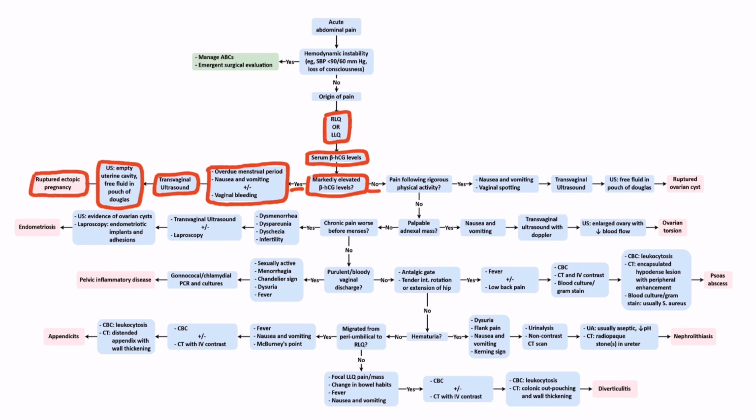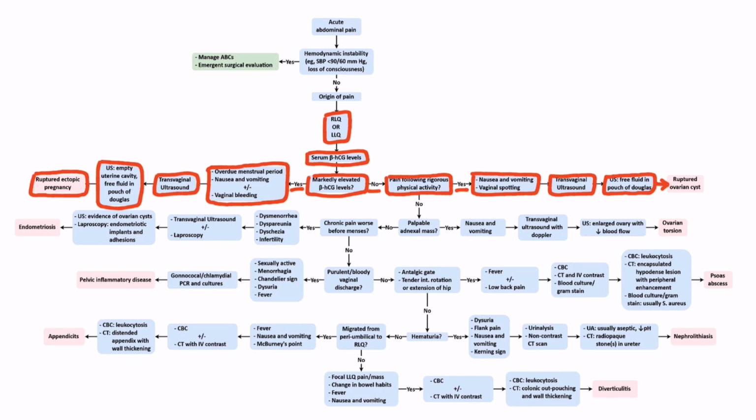Absence of elevated beta HCG levels with presence of pain following rigorous activity along with vague constitutional symptoms also calls for a transvaginal ultrasound due to a possibility of a ruptured ovarian cyst. Evidence of free fluid in the pouch of Douglas can also be seen with this etiology.